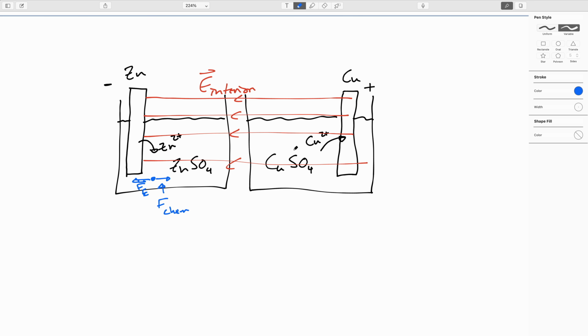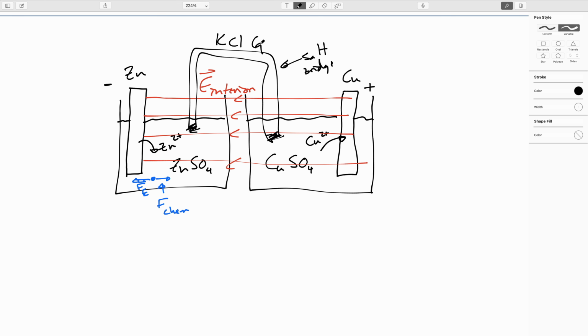Well, we can make this go a little longer if we can at least reduce the charge that's being held in the solution by inserting a salt bridge. So we will go ahead and stick in our salt bridge. Let's make it a potassium chloride in water solution.